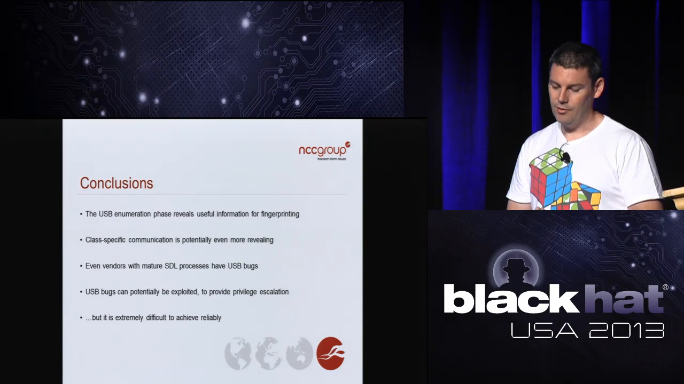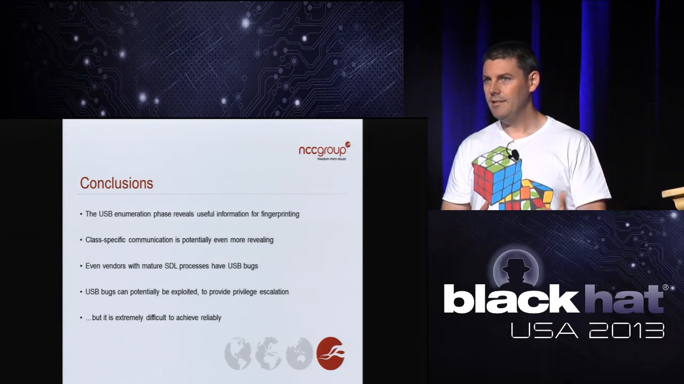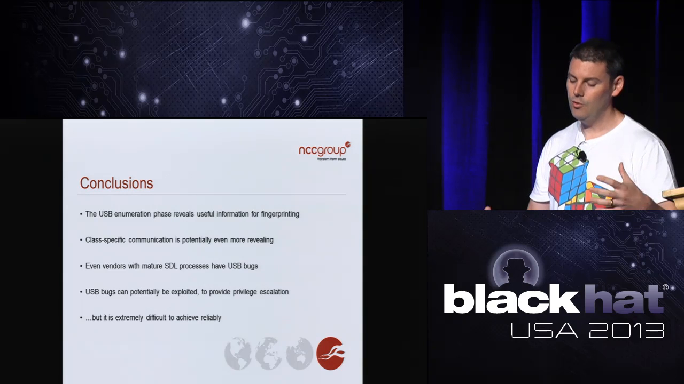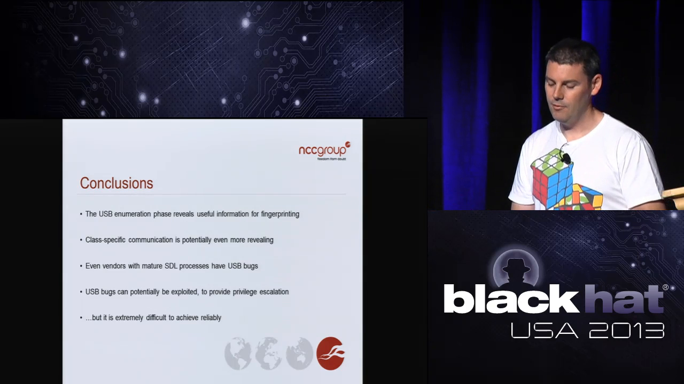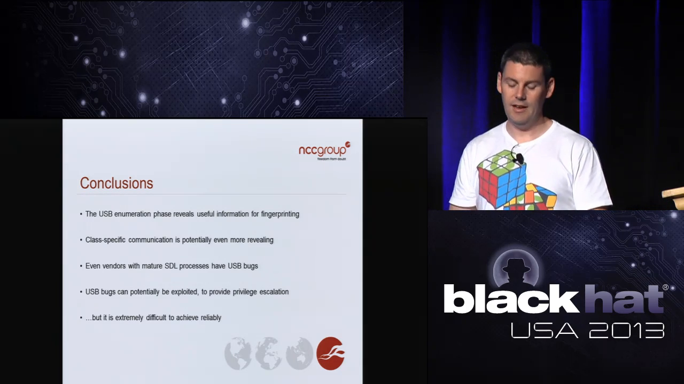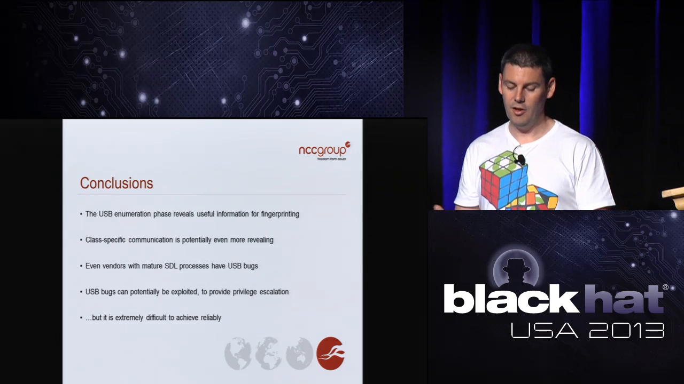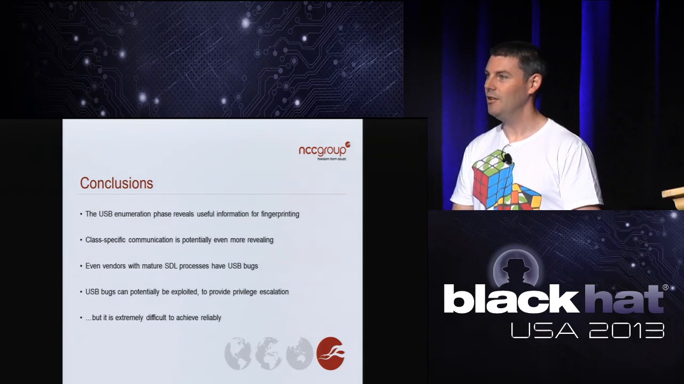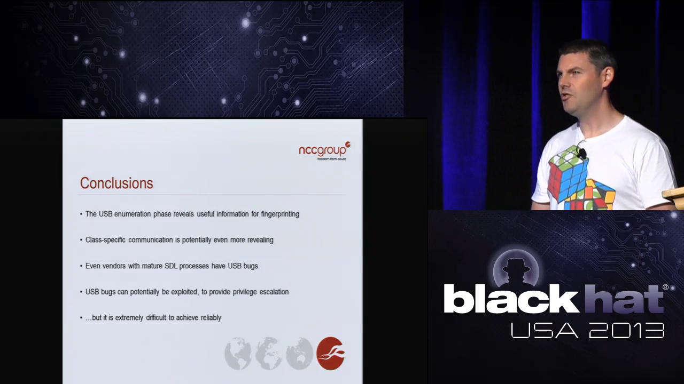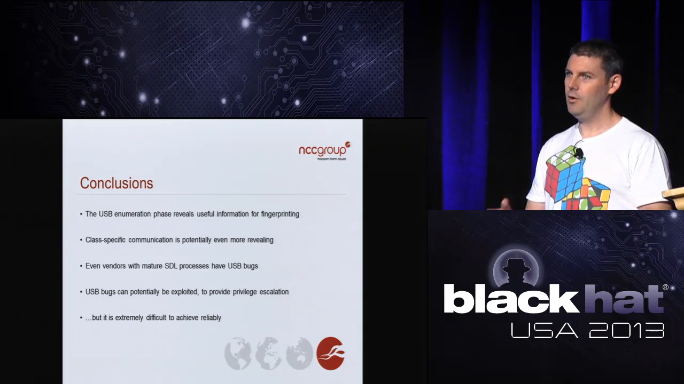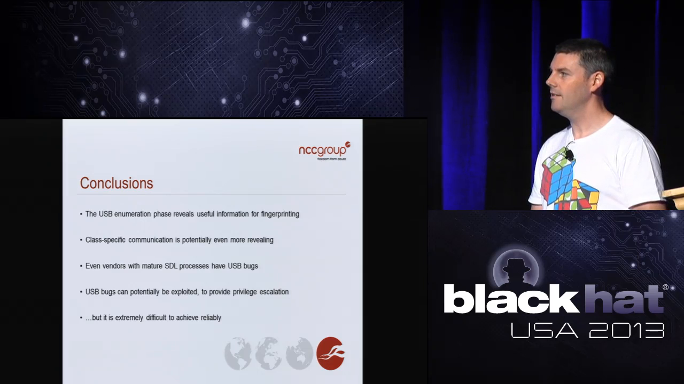So some conclusions. There's lots of different ways in which these host systems deal with USB traffic, and therefore you can use the fact that there's different information for fingerprinting of OSs. The class-specific communications are even more revealing sometimes than just the enumeration stuff. Even vendors like Microsoft and others that have got a mature SDL process still have USB bugs. And I mentioned the huge attack surface here. I really don't think a lot of these USB host implementations have been rigorously tested.